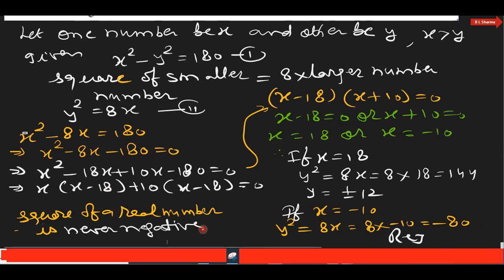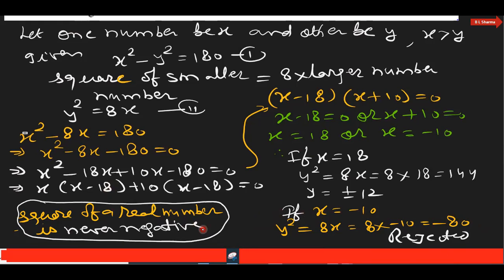We can say this is rejected. फिर से देखिए क्या लिखा मैंने. A square of a real number is never negative. Please write down in your notebook. किसी भी रियल नंबर का स्क्वायर कभी भी नेगेटिव नहीं होता है. यहाँ पे y है, जो अदर नंबर है उसका स्क्वायर नेगेटिव आ रहा है, ये पॉसिबल नहीं है. It means we will have to reject this. That is rejected. Then what is left? Means the greater number is 18 and the smaller number can be plus 12 or minus 12.